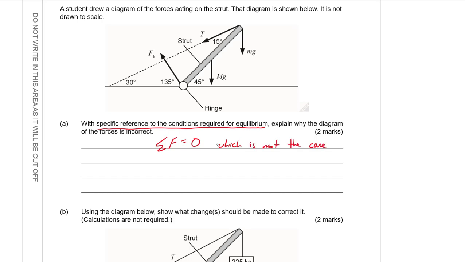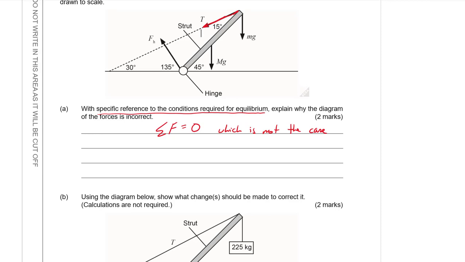Well, if I just take a look at this strut here, the tension along this line is acting to the left, which means I need to have another force that's acting at some point to the right. And you can see there are no arrows there that are acting to the right, which means that it's not in equilibrium. So I would say: no rightward force to counteract the horizontal component of the tension. Therefore, a net unbalanced force exists.